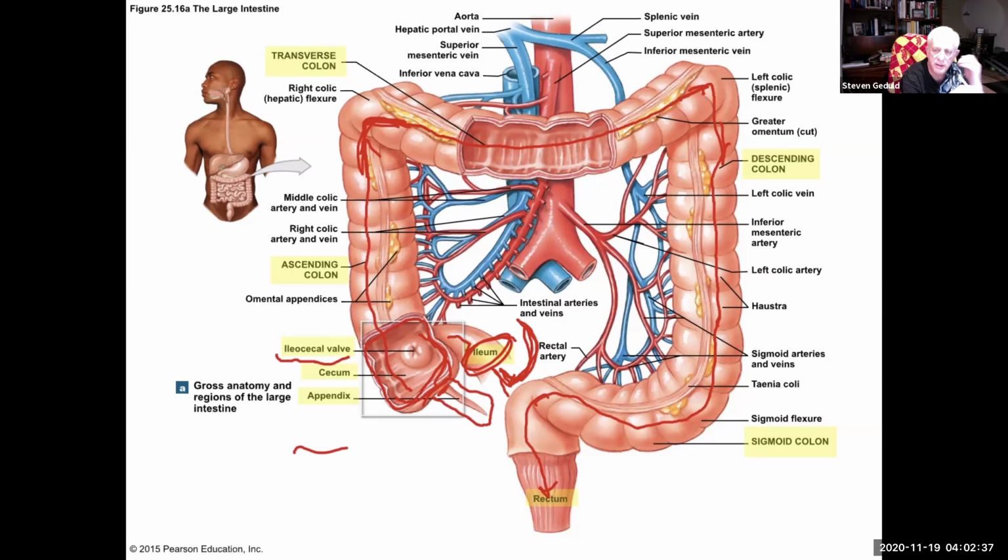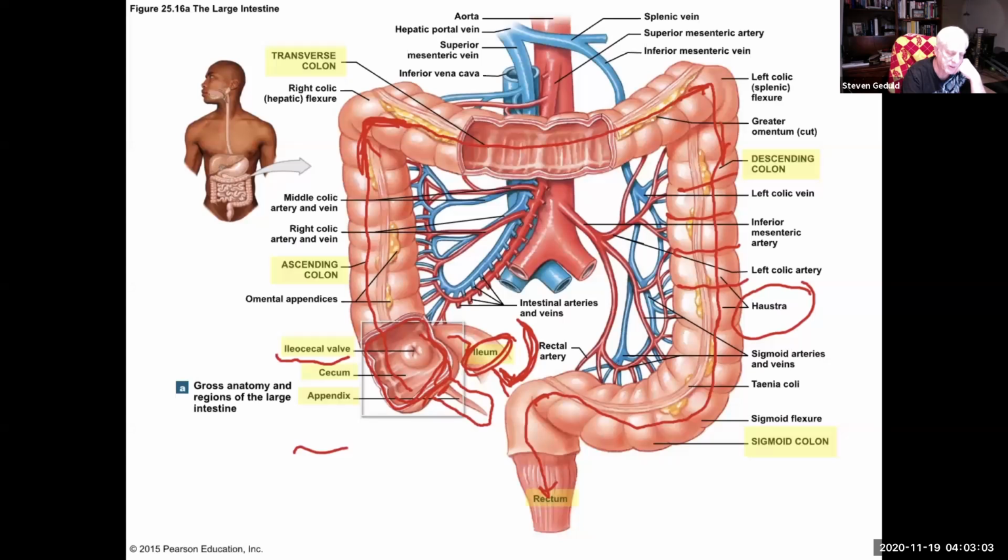Now look at the colon. You can see it's like an earthworm. It's segmented. These segmentations are called haustra. The haustra allow the large intestine to expand, just like the rugae did inside the stomach. These are the little segmentations. And as the colon expands, it gets filled with fecal matter. These haustra expand, allowing the large intestine to expand.